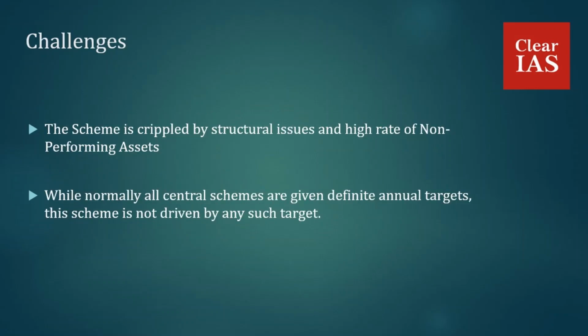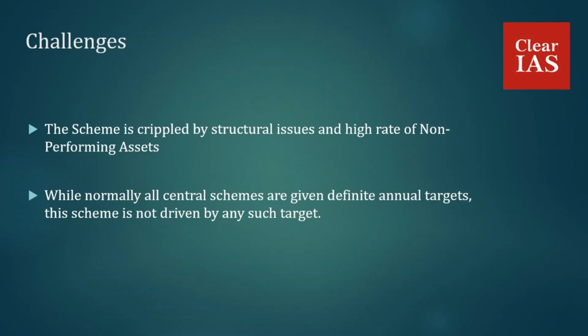The scheme is crippled by structural issues and a high rate of non-performing assets (NPAs). From 2015-16 to 2019-20, assistance of rupees 10,169 crore was provided, and out of this, rupees 1,537 crore has turned out to be NPA, which is a huge portion. Deficiency in skills, lack of market study, low demand and stiff competition are believed to be the key reasons for such a large number of NPAs.